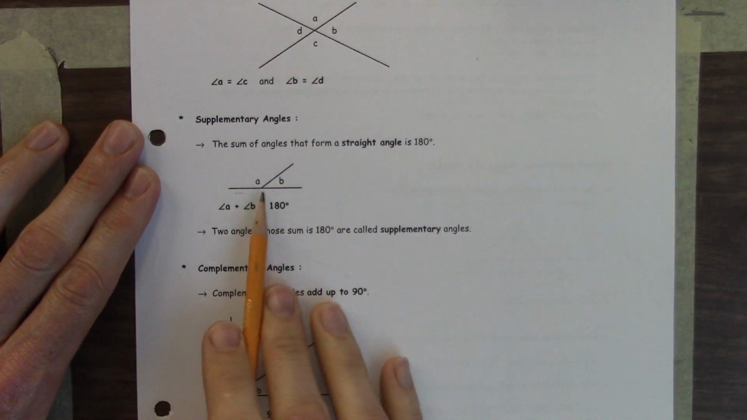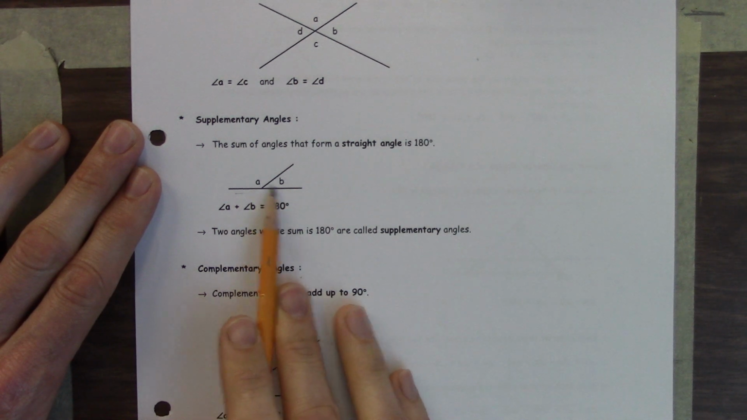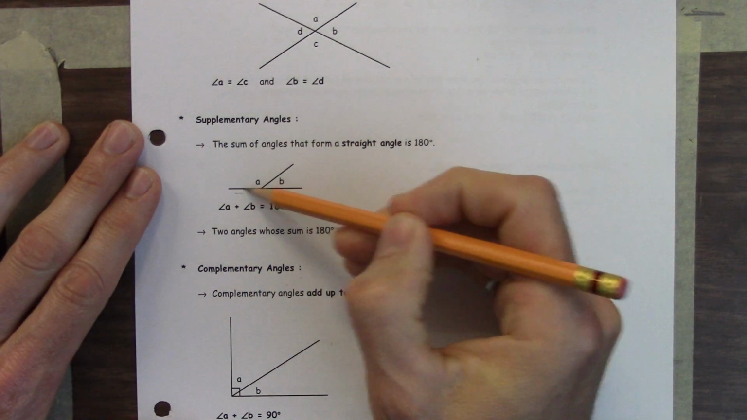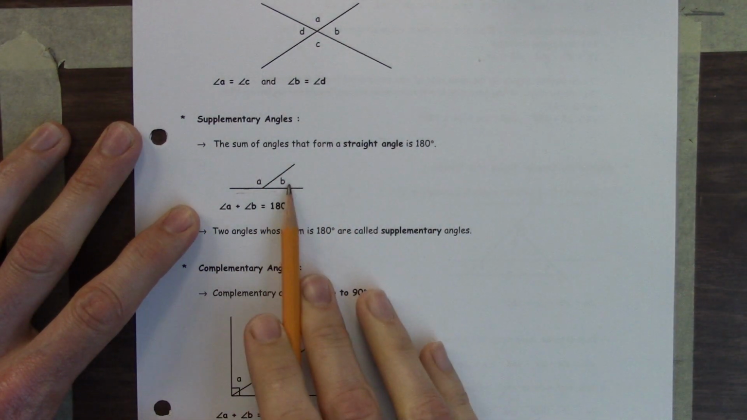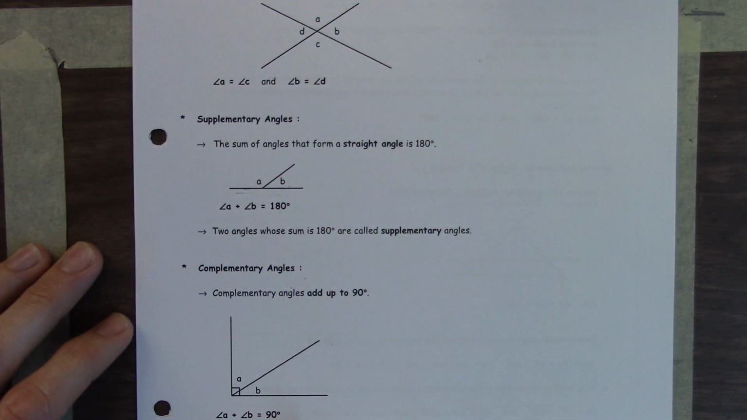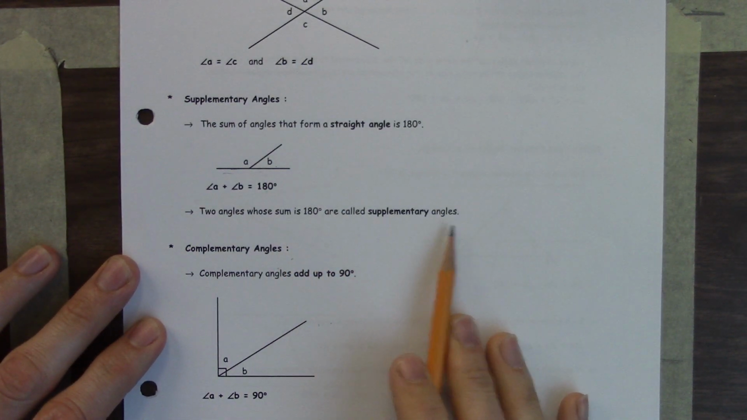Okay. Supplementary angles, we know that a straight line makes up an angle of 180 degrees. And so therefore we know that the two angles on a straight line have to add up to equal 180. Okay, so angle A here plus angle B has to equal 180. Two angles whose sum is 180 is called supplementary angles.